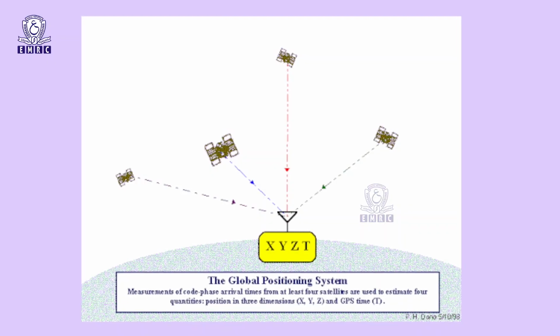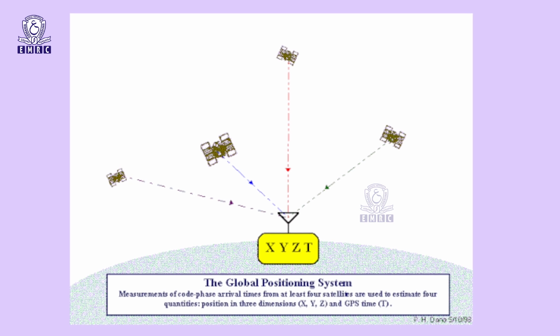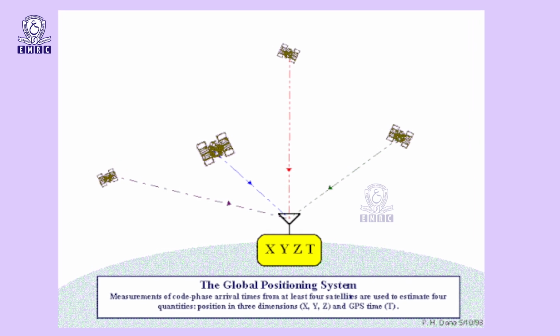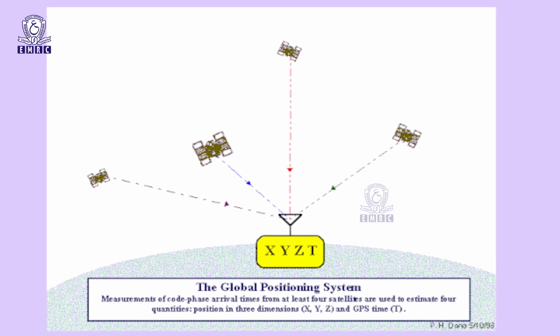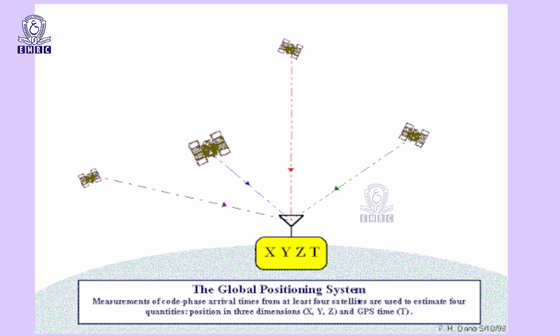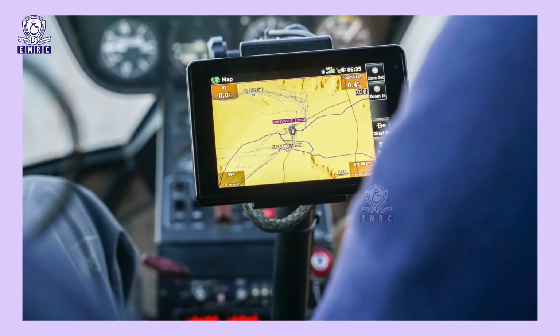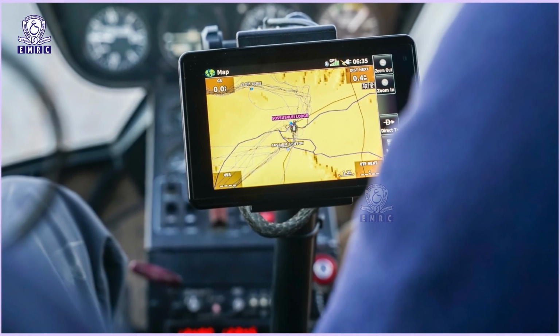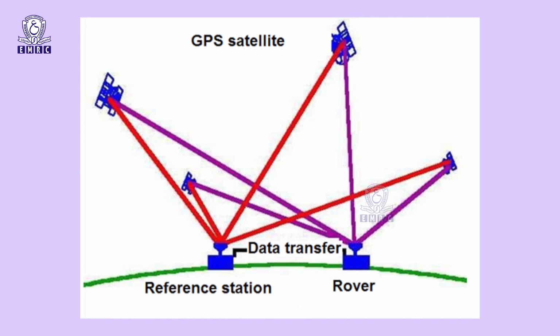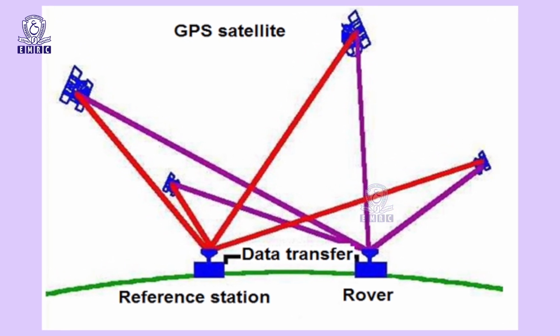GPS receivers convert the SV signals into position, velocity and time estimates. 4 satellites are required to complete the 4 dimensions of X, that is latitude, Y, that is longitude, Z, altitude, and T, time. GPS receivers are used for navigation, positioning, time dissemination and other research.